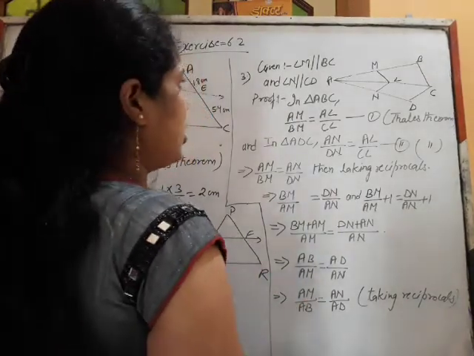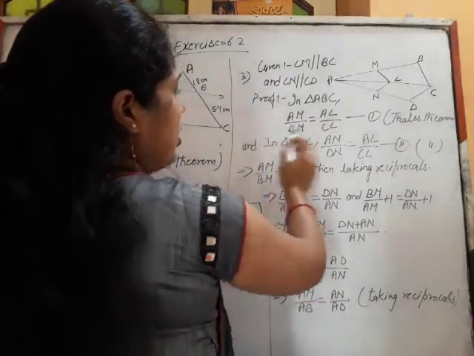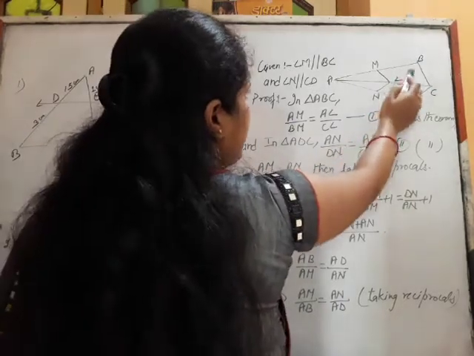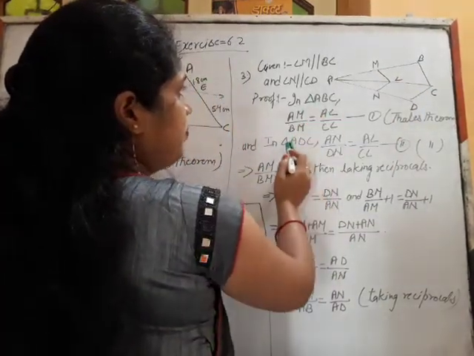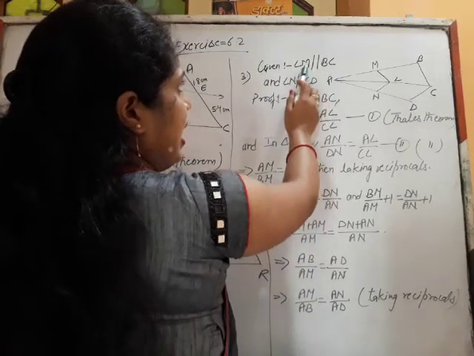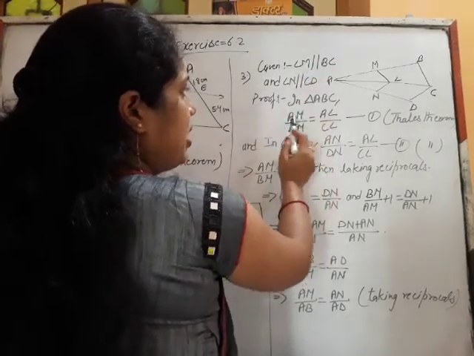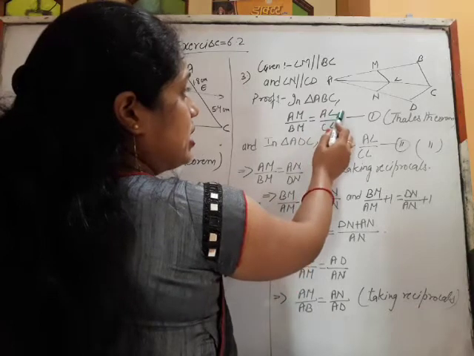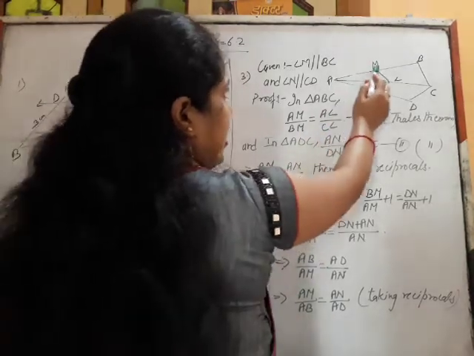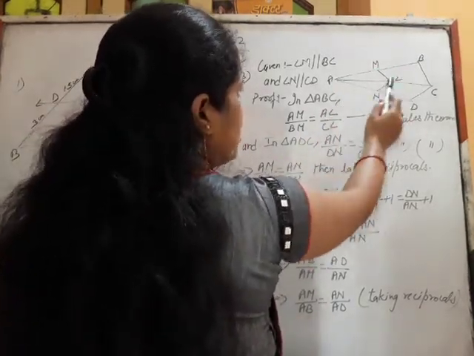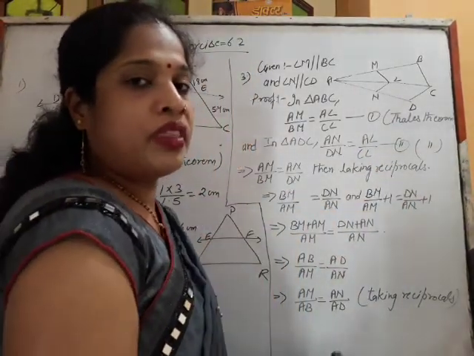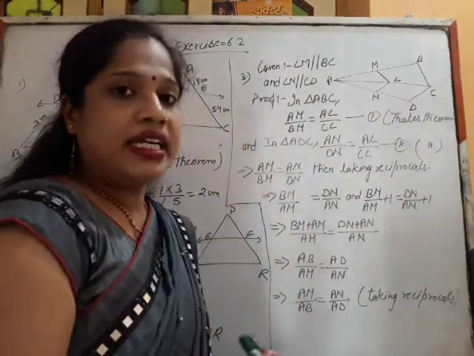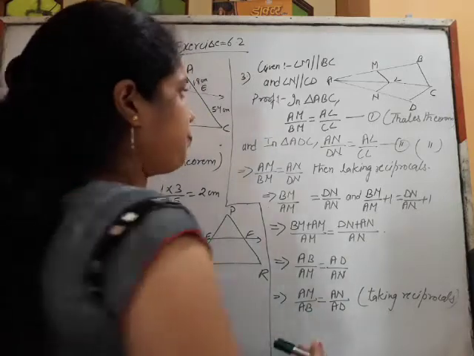So how will you show that? Let us start the proof. Since LM is parallel to BC, we have to consider this triangle here. So in triangle ABC, LM is parallel to BC. Because of it, AM upon BM is equal to AL upon CL. How? By Thales theorem. If the lines are parallel, then the sides are divided in the same proportion.